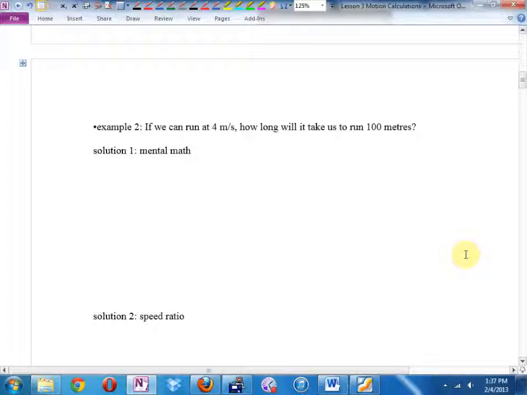And I wrote down here solution number 1. If I was doing this mentally up here, I would say, well, if I run 4 meters per second, how far will I run in 1 second? 4 meters. 2 seconds. 8. 3 seconds. 12. I've spotted a pattern, yes? So here's the question. How many seconds to run 100 meters? How many 4s will fit into there?